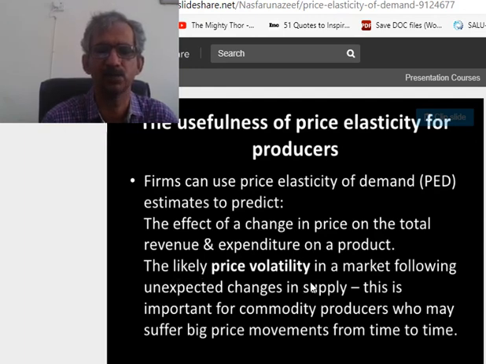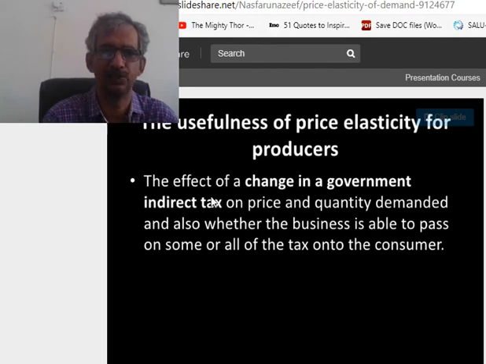The likely price volatility in a market following unexpected changes in supply. This is important for commodity producers who may suffer big price movements from time to time. So it is very important for the sellers. The effect of a change in a government indirect tax on price and quantity demanded, and also whether the business is able to pass on some or all of the tax to consumers.